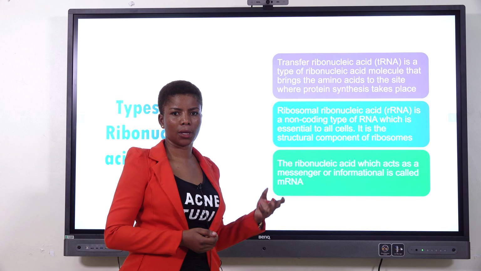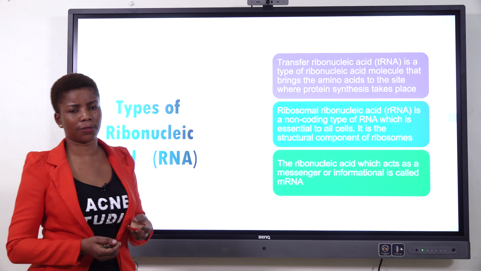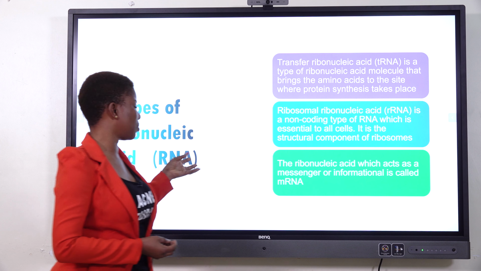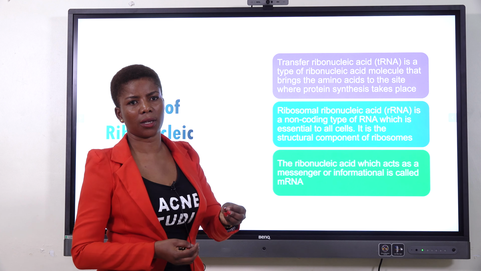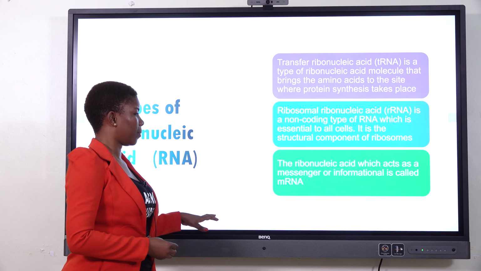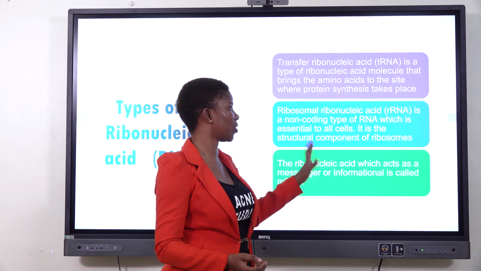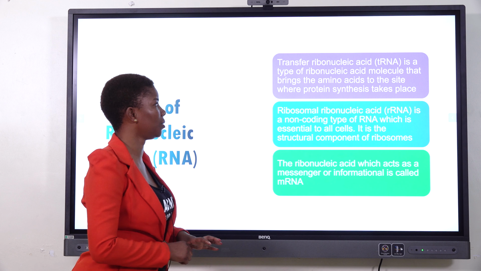Ribonucleic acid. This is the kind of nucleic acid formed in the nucleus for the purpose of assisting DNA in the formation of polypeptide. This ribonucleic acid is mainly found in the cytoplasm of the cell, and its work is to carry information, to carry amino acid for the purpose of protein synthesis. There are three kinds: transfer RNA, ribosomal RNA, and the messenger RNA. All of these assist DNA during the process of protein synthesis.